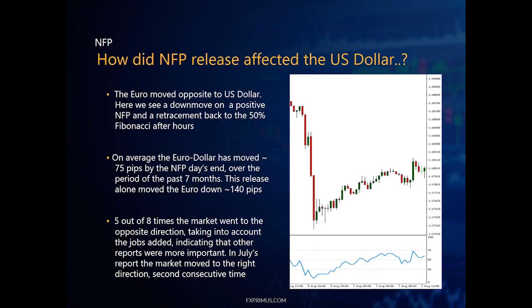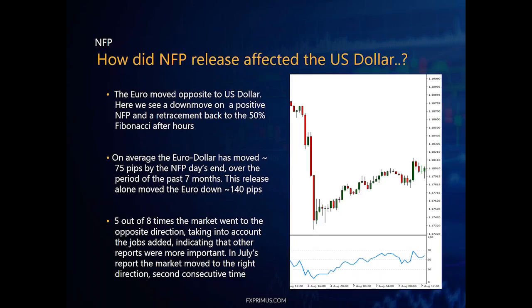Now, on the euro dollar pair, the average number of pips that the market moved over the past 8 months is about 75 pips. That includes the total move until the end of the day. The last NFP moved the euro down almost 140 pips. This is almost double the average, proving the large divergence and investors' excitement over the good data from the US report.